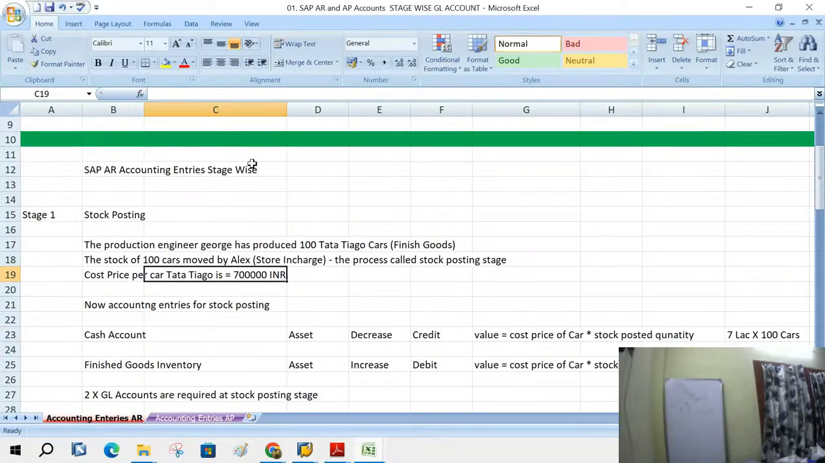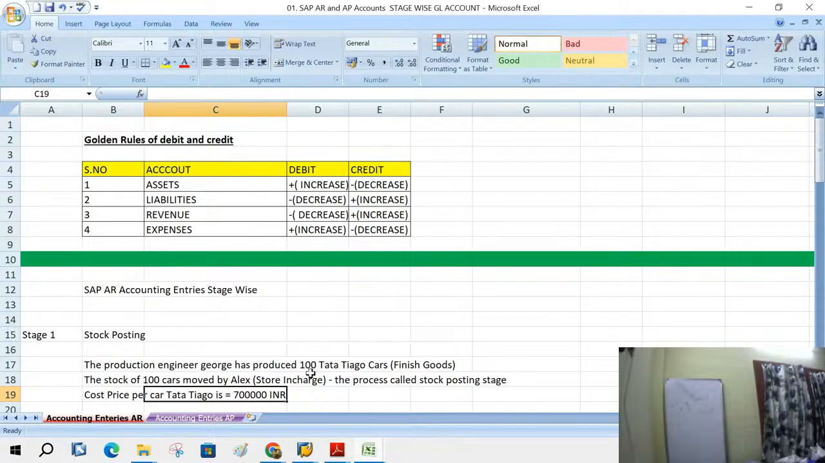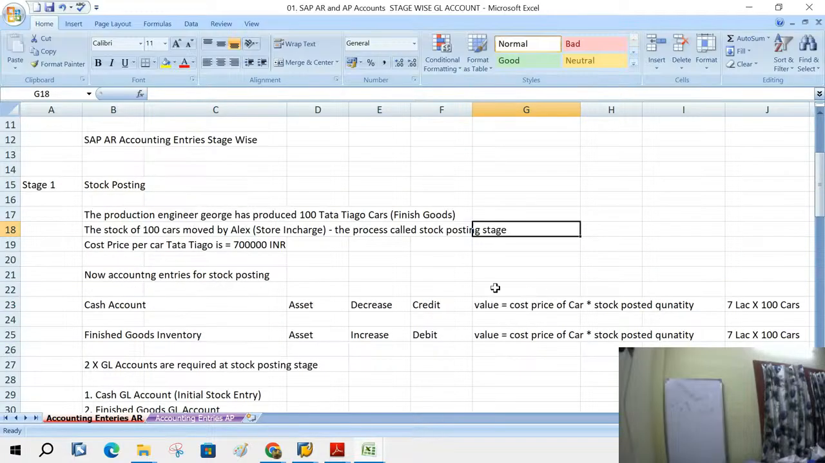Let me just make it a small number. Why does every student want a high number, so many zeros? Suppose it is 700 into 100. What will happen? 700 into 100. Yes or no? Then it will come to 70,000. Yes or no?